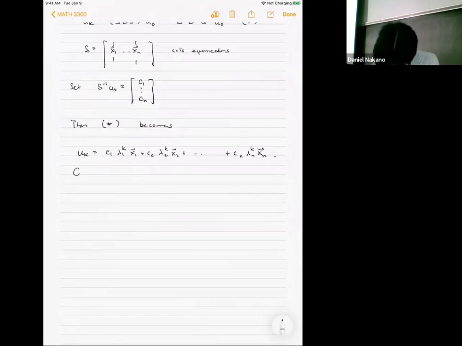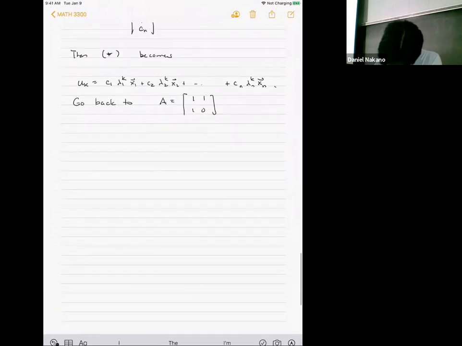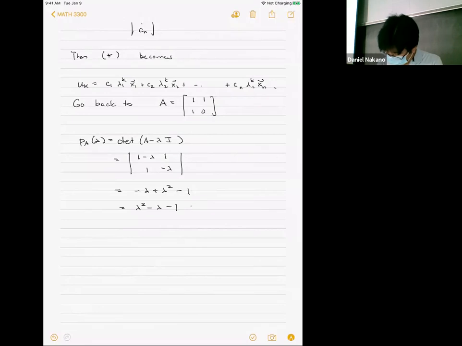Okay, so let's go back to the problem, and let's recall what the matrix A was. I think it's [1, 1; 1, 0]. All right, so just a 2 by 2 matrix. So let's actually compute out what the eigenvalues are. We have p_A of lambda, that's the determinant of A minus lambda I, which is the determinant of [1 minus lambda, 1; 1, minus lambda]. So we're just taking the determinant of this 2 by 2 matrix. And what do we get? We get minus lambda plus lambda squared minus 1. So this is lambda squared minus lambda minus 1. And we want to set that equal to 0.